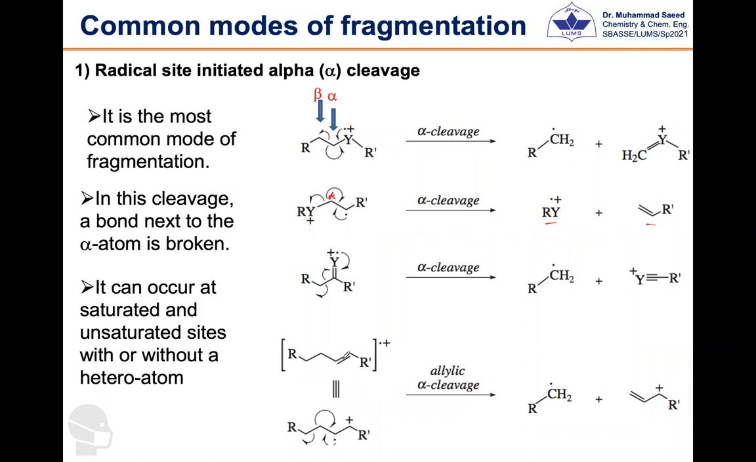So here, an alkene can be ionized at the double bond. So the double bond, after losing one electron, will get a positive charge and a single electron. So the single electron will move toward the alpha atom, and the bond between alpha and beta will be broken to give this fragmentation. Right.